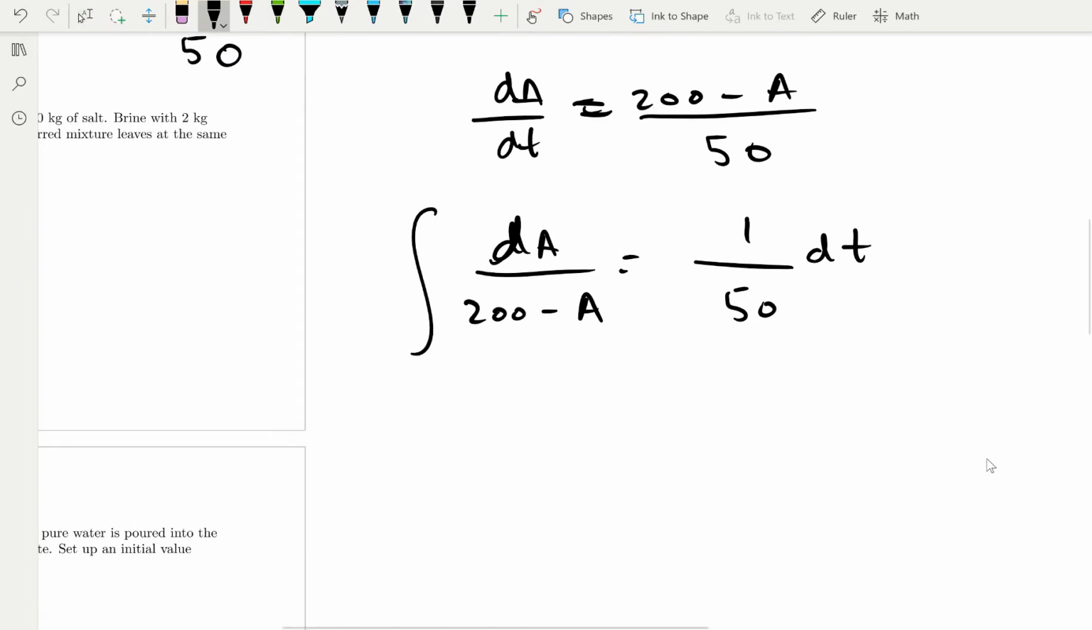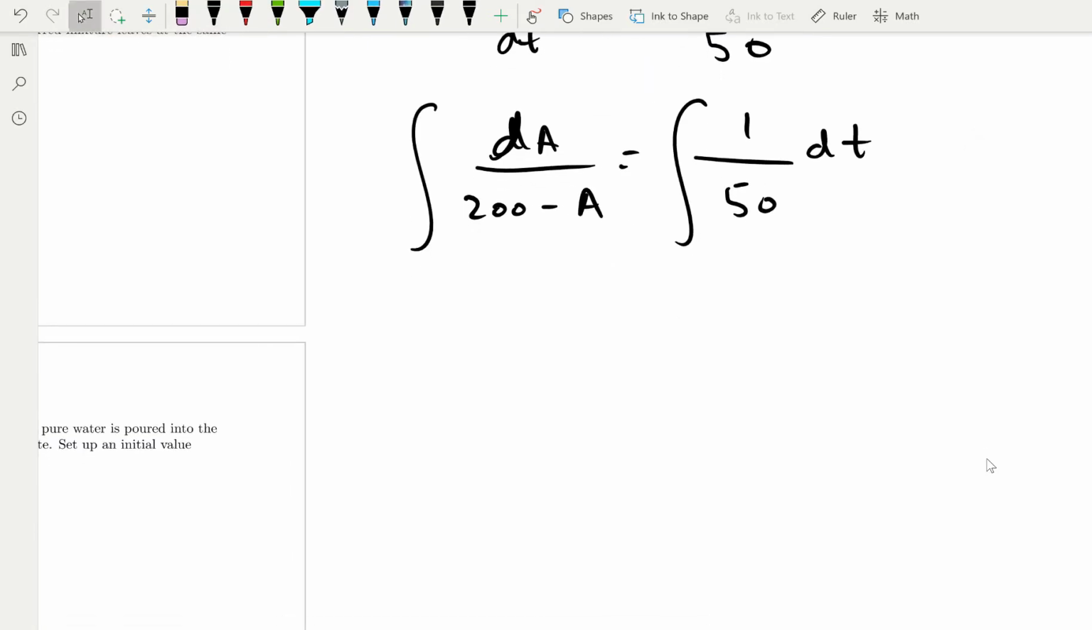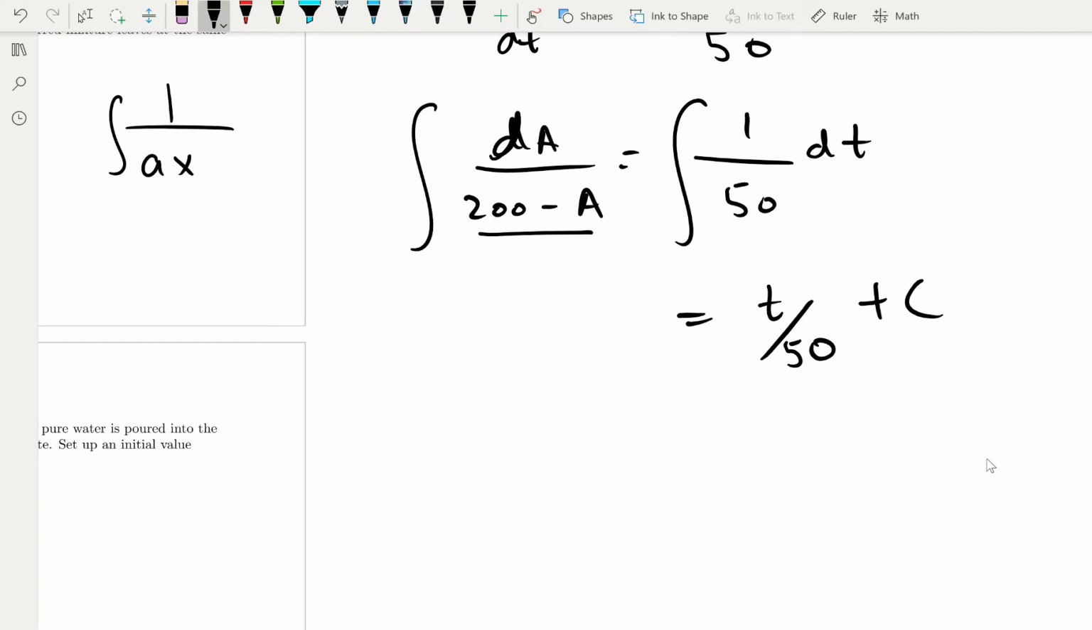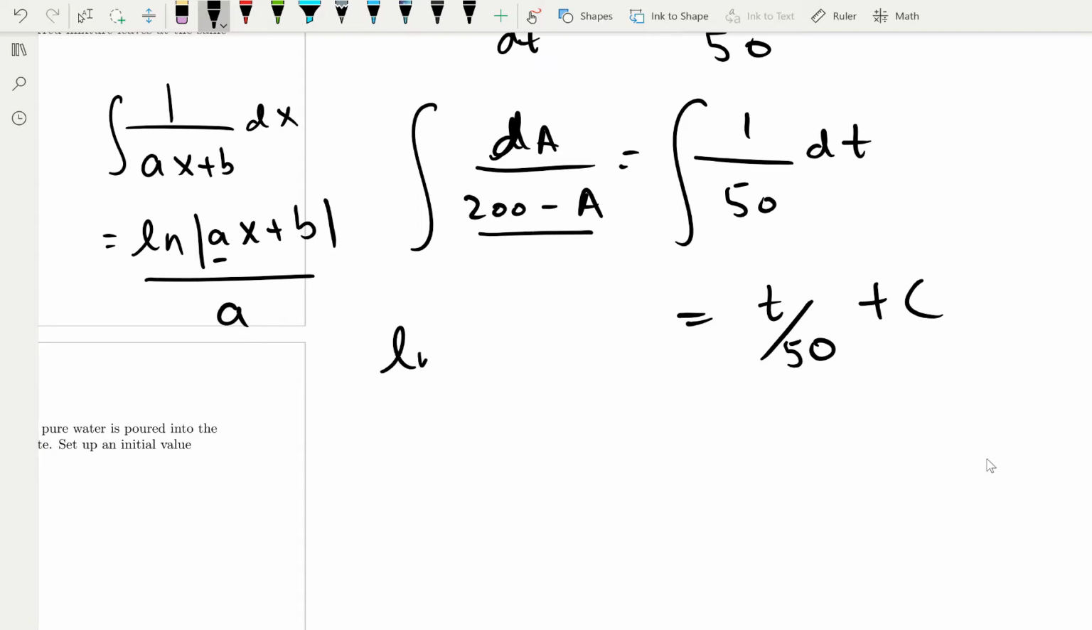Now you integrate both sides. The right hand side is easy: it's t over 50, because if you integrate 1 you get t, plus c of course. On the left hand side, here's the rule: if you integrate 1 over ax plus b, you get natural log absolute value of ax plus b, divided by a. So you have to divide by the coefficient of A. So it's natural log absolute value of 200 minus A, divided by negative 1, because the coefficient of A is negative 1. You do not divide by 200, that's the constant term. You divide by the coefficient of A.